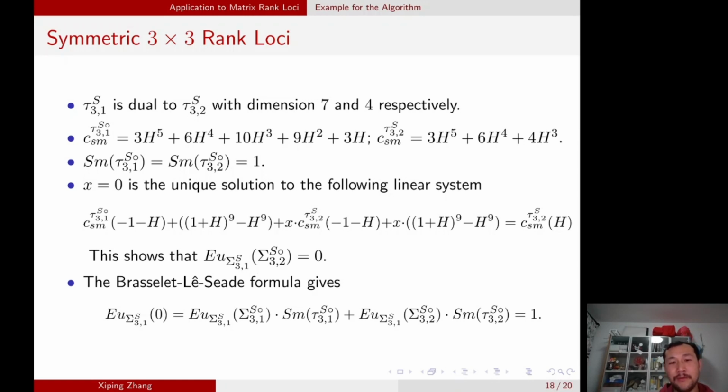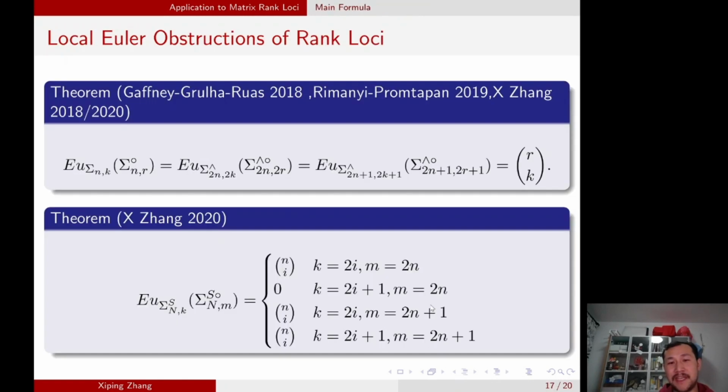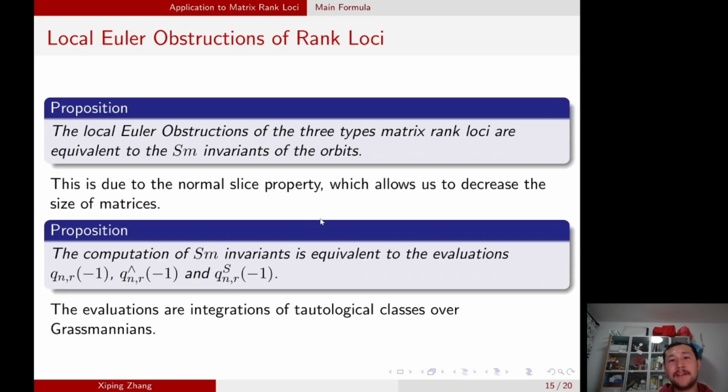And then if you want to look at the Euler obstruction of σ_{3}^{(1)} at 0, you would apply the Brasselet-Lê-Seade formula. This gives you 1. And this matches our previous result on local obstructions. You can see that when k is odd and m is even, this is 0. Otherwise, it is just the binomial of half of n and half of k.